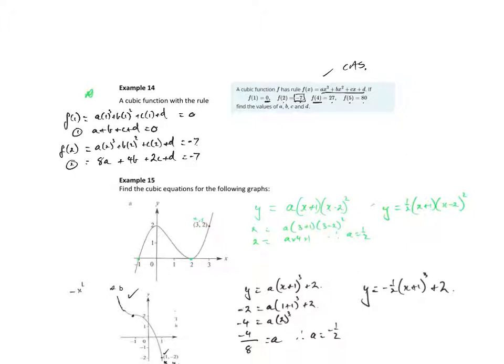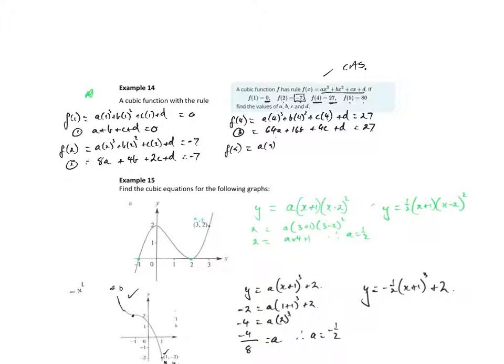The third point, f of 3. So f of 3 is equal to a times 3 cubed plus b times 3 squared plus c times 3 plus d, and that's equal to 27. So 3 cubed is 27a plus 9b plus 3c plus d equals 27. Equation 3. And then finally f of 5. Gotta love that.